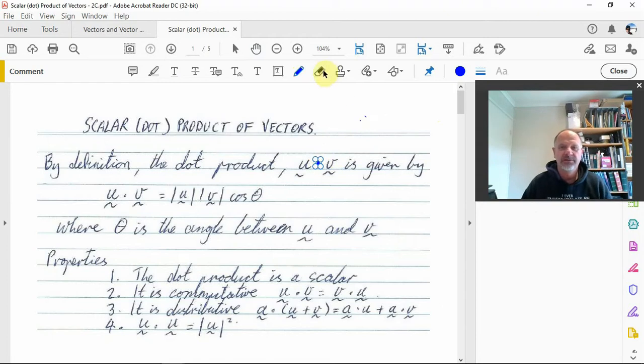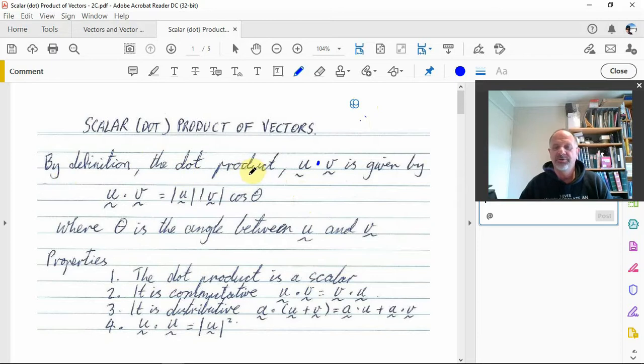It's known as the scalar product because the answer that you get is not a vector. The answer doesn't have a direction, it just has a size, so that's the scalar. So those are interchangeable.